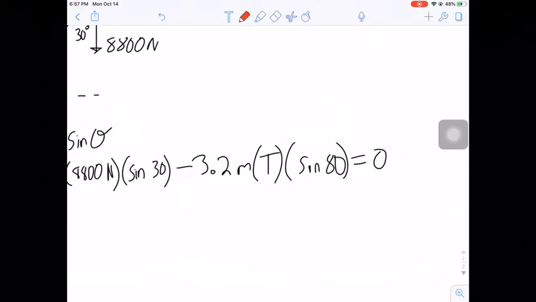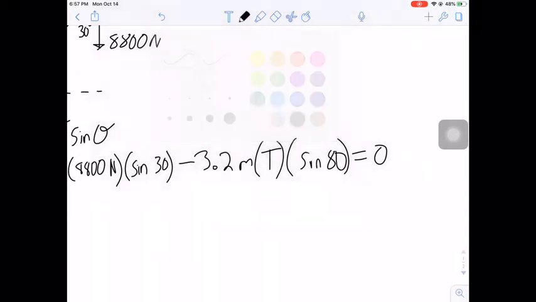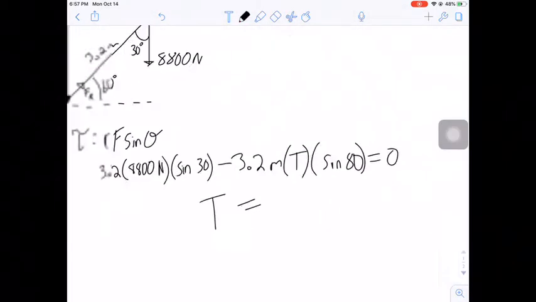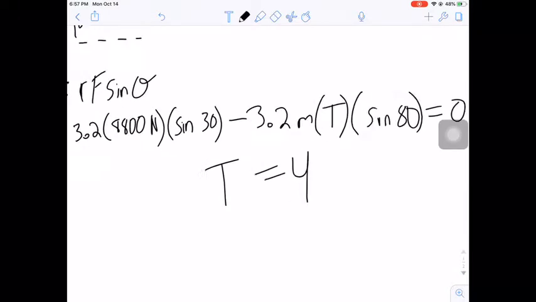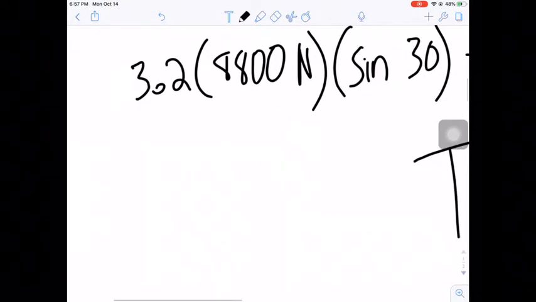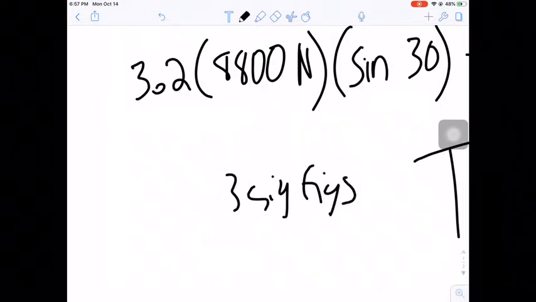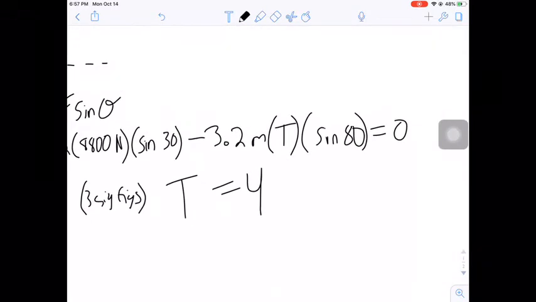And then solving all of this out, we get that the tension force is equal to... the problem says to round it to 3 sig figs. So the tension force was equal to 4,470 newtons.